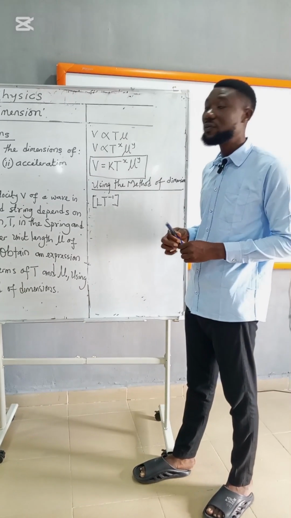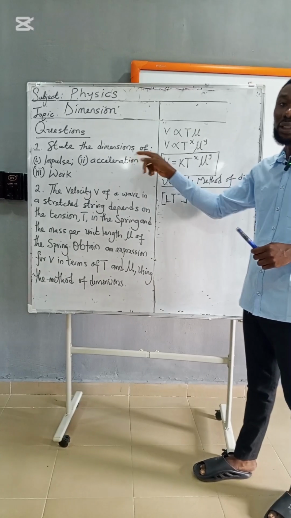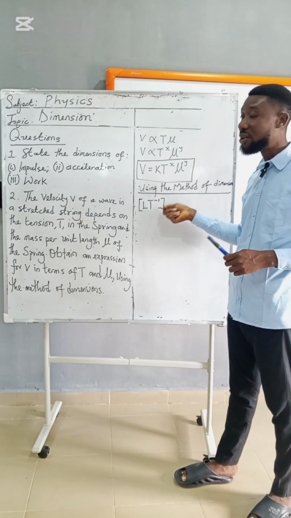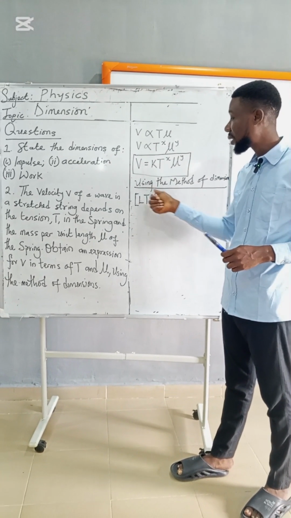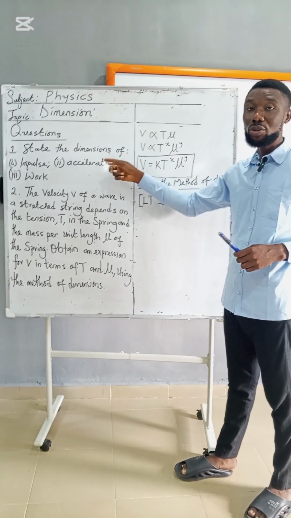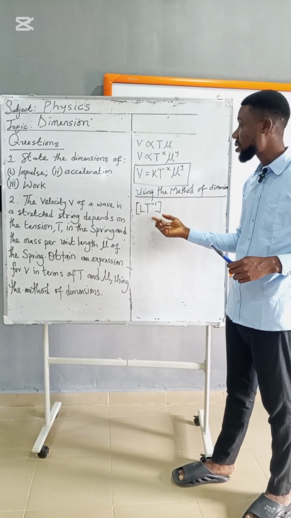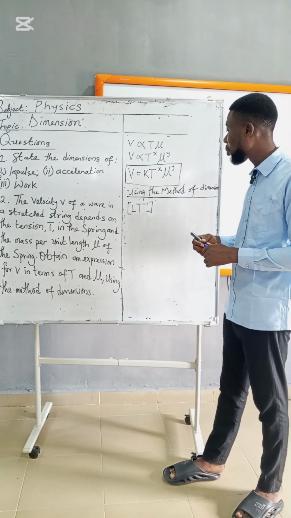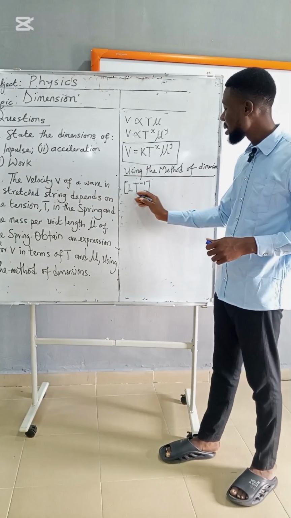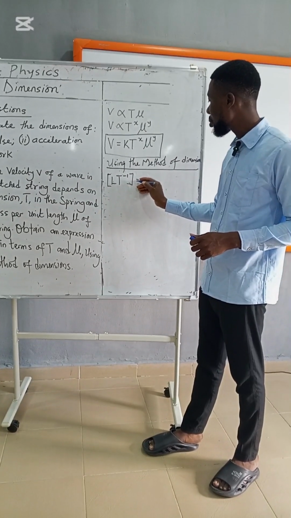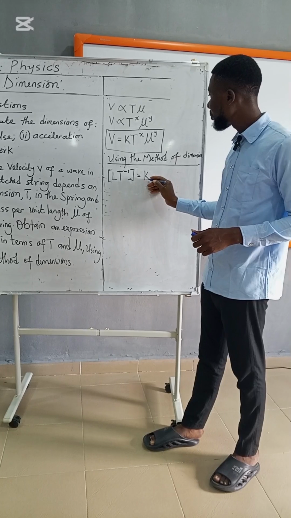Please, you need to watch video 1 on this topic, dimension, so that you have a better understanding of how we got this. If you don't watch the video on question 1, you might be lost here. So it's important you go there and watch it. So velocity, this is the dimension for velocity, equal to k.